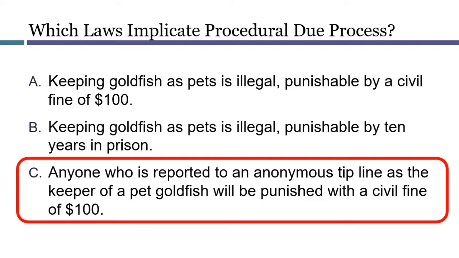By contrast, Law C is about the procedures for enforcing the ban on goldfish. And in fact, the procedures here seem quite bad. If the government wants to deprive a person of $100 as a consequence of violating a law, it must have a better procedure for determining liability than simply relying totally on an anonymous accusation.